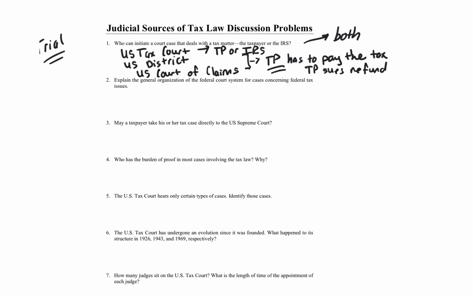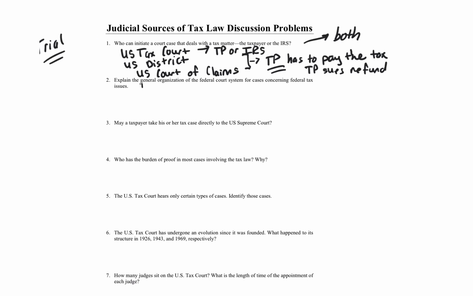Explain the general organization of the federal court system for cases concerning federal tax issues. All right, so in the judicial source of tax law intro video, you saw a diagram. I'm going to use the same diagram, and it actually is similar to what we just did in number 1 where we started. I'm going to start by labeling the three trial courts. And remember that the U.S. Tax Court actually is broken into two types, the regular and small claims.